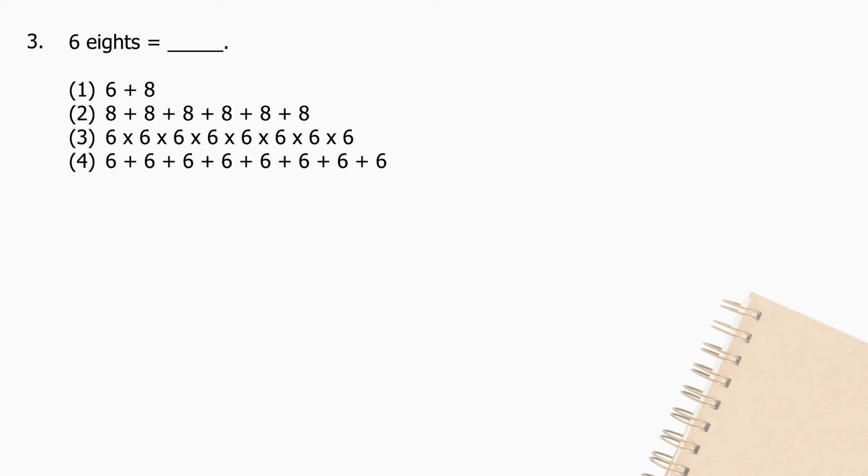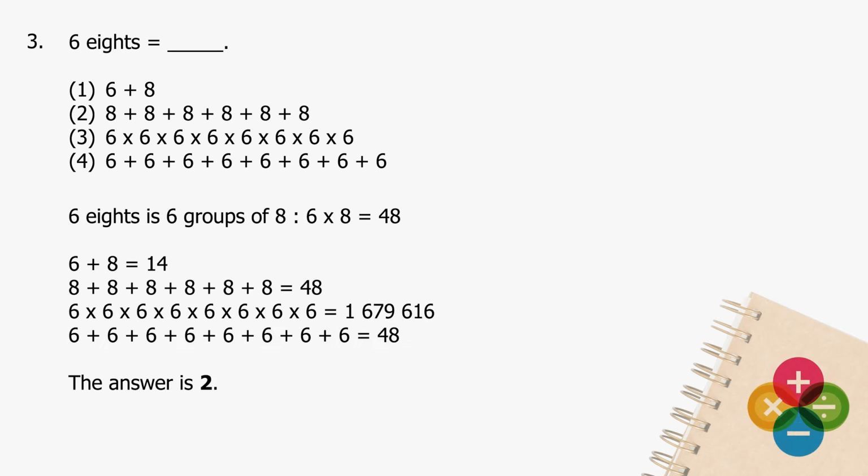Question 3. 6 eighths is equal to missing equation. Six eighths is 6 groups of 8, and will be multiply 6 by 8, and the product is 48. The answer is 2.